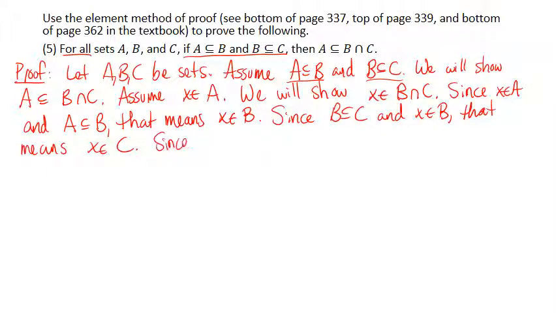Still trying to master this pen, guys. So since X is an element of B and X is an element of C, that means X is an element of B intersect C. And that's what we were trying to show. So we're done.